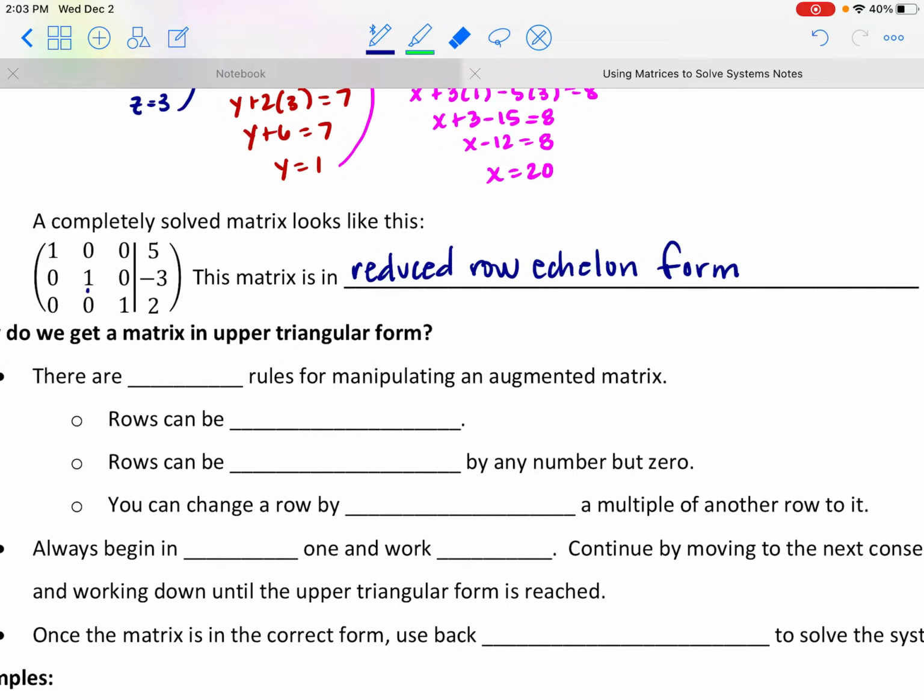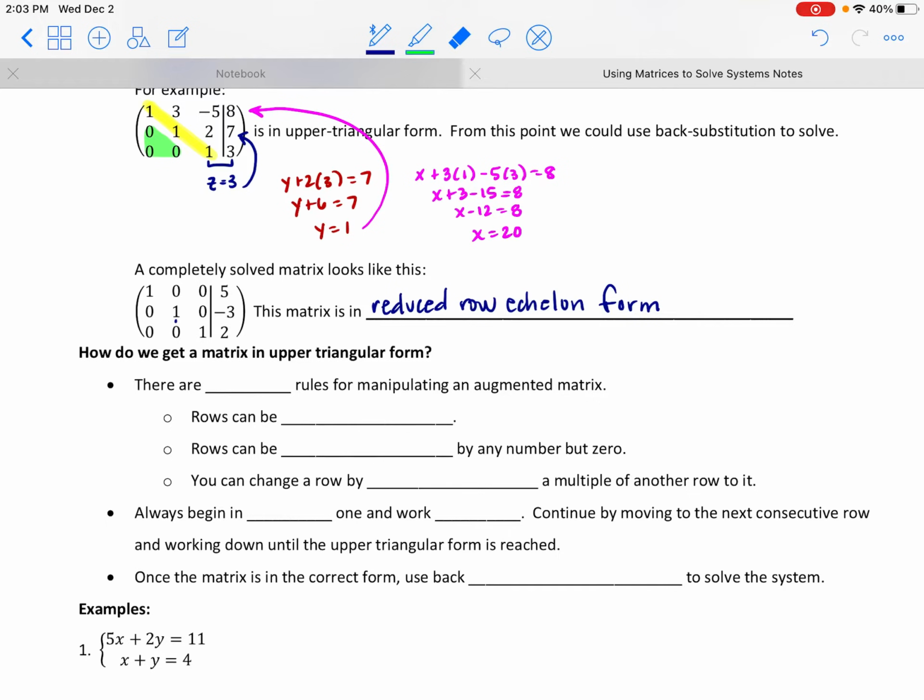Again, I'm not so concerned with the technology. I don't want you to get hung up on that technology. But I do want you to be familiar with, or at least have these words on your radar. Okay, so this reduced row echelon form just means that the matrix is completely solved. But how do we go about solving?